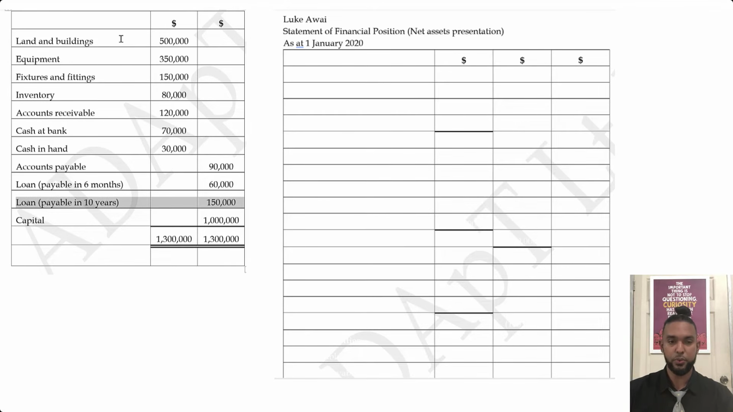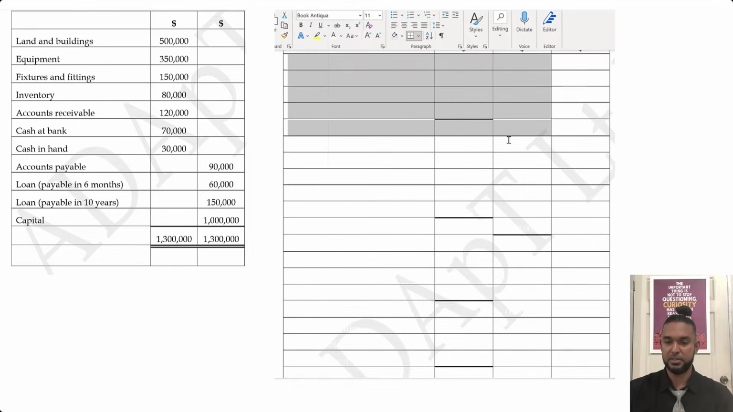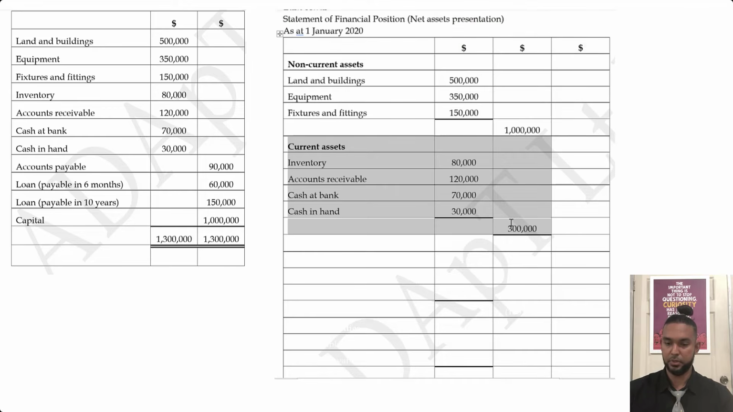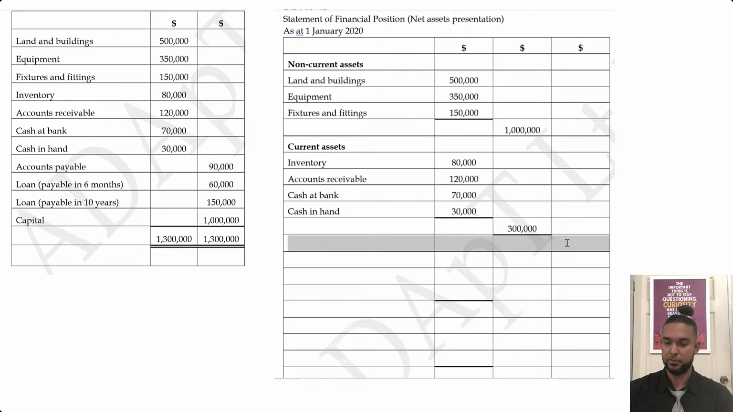So we're going to start with the non-current assets, right? We have those three things already, so we're going to put them in and the subtotal one time. Then we're going to go to current assets. We have 4 of those, so we're going to put that and the subtotal one time. So now we have to put the subtotal for total assets, 1.3 million, right?